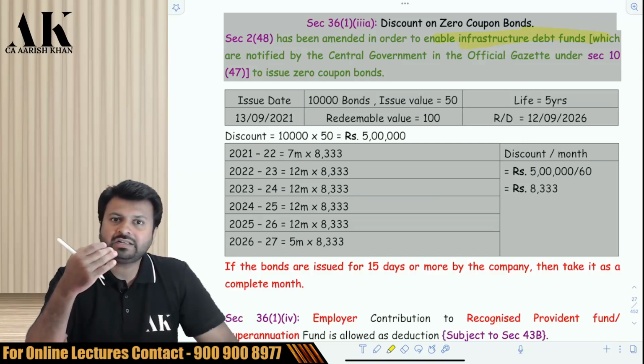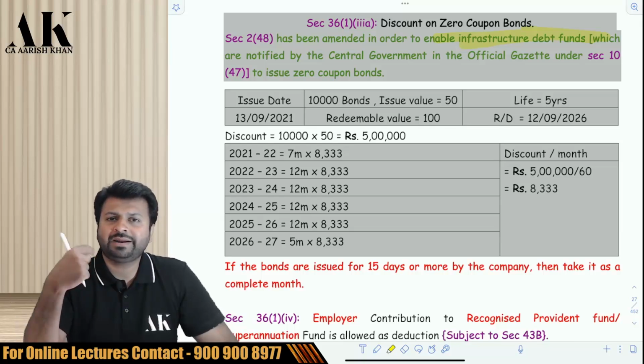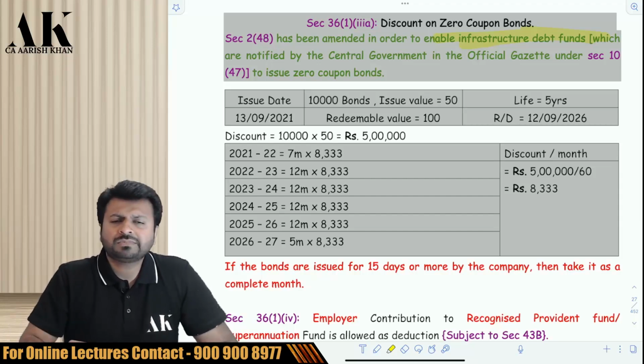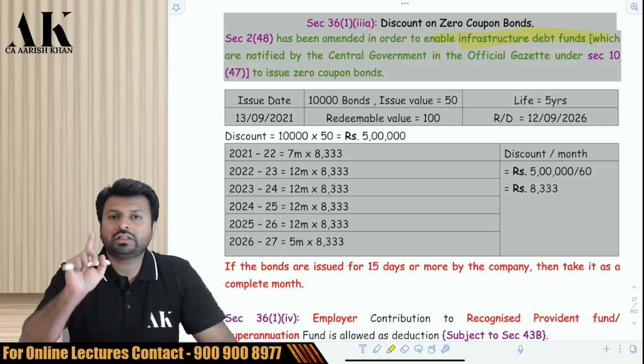So, the difference between the discount and the redemption value will be my discount, will be my cost, and that will be allowed as deduction to me over the life of the bond. Okay. So, how will it be allowed? How to compute the life of the bond? Always compute the life of the bond in the form of months, not in the form of years.